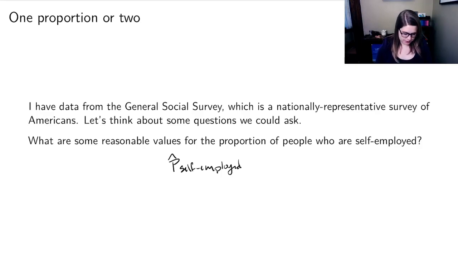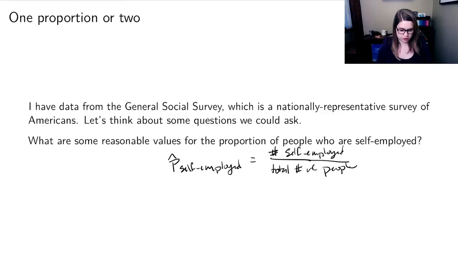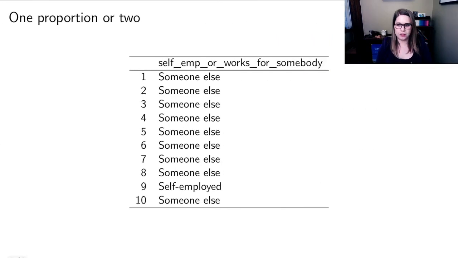So if we thought about this, we would need to compute something out of the total number of people, and we'd need the number who are self-employed. And so then the data is going to look like just one categorical variable. I actually have a little bit of the data here. This is the first 10 rows. It goes on and on. There's several hundred cases here, but you could have a variable like self-employed or works for somebody else, and then that categorical variable just has two categories. Either they work for someone else or they're self-employed.